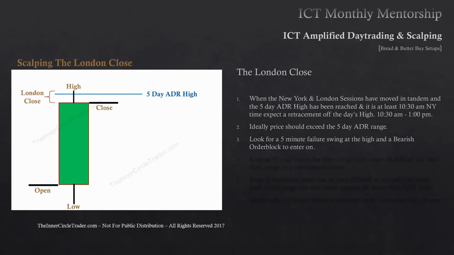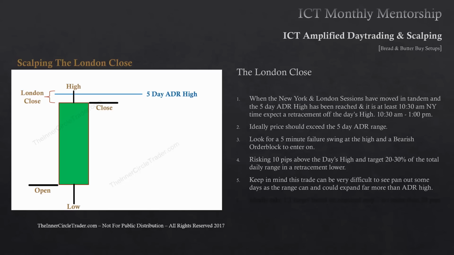Look for a 5-minute failure swing at the high and a bearish order block to enter on. So basically what you're doing is you're waiting for it to create a high, start to back off, and then rally one more time up to it into the last up candle. And it has to occur between 10:30 a.m. and 1 p.m. You're going to risk 10 pips above the day's high, and you're going to target 20 to 30% of the total daily range in a retracement lower. And I'll show you what that looks like with a fib.